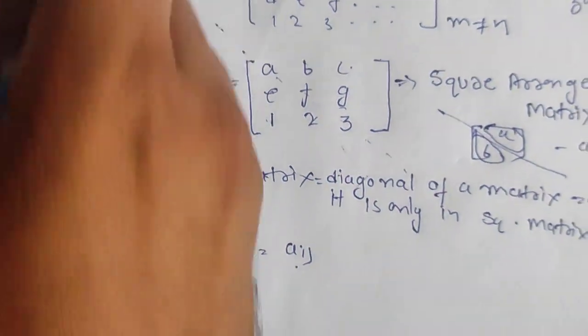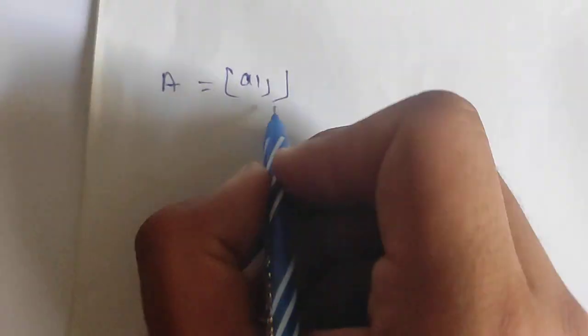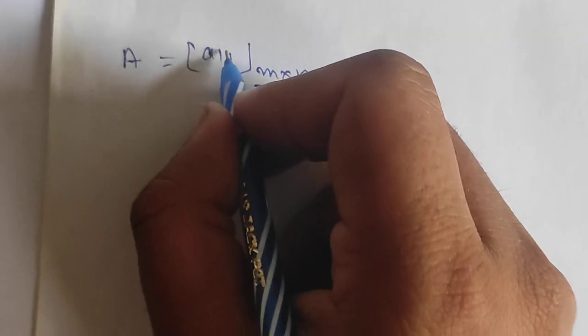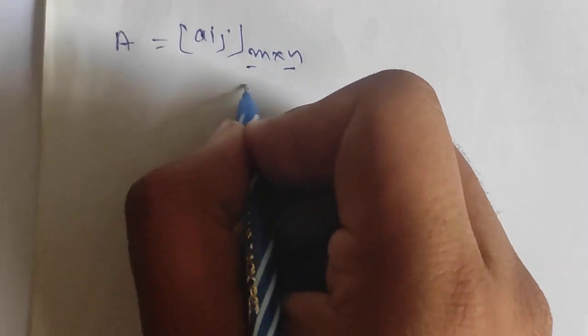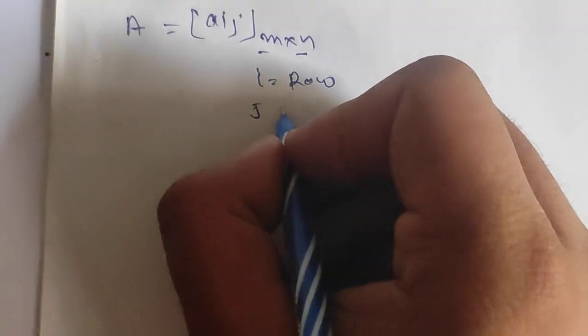Okay, once again, suppose I say Aij is a matrix. Any A is a matrix, so we denote A is equal to Aij, M cross n, where M and n are the order of the matrix, and i and j are the row and column, where i is equal to row and j is equal to column.